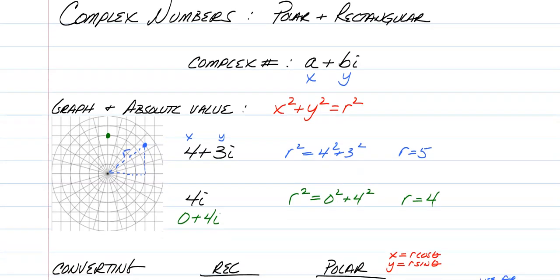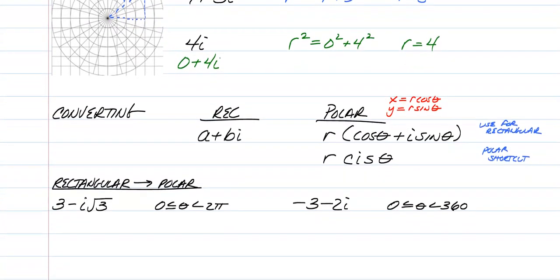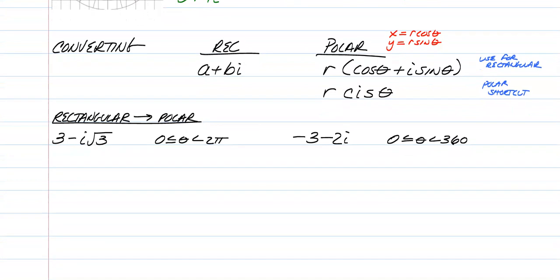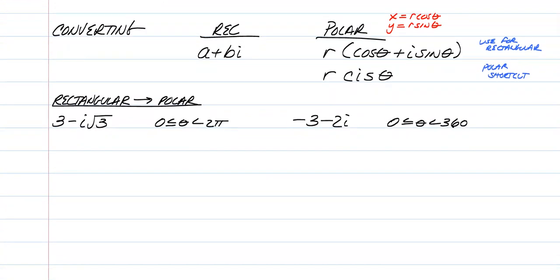Moving along. Converting. A couple of things that you need to know and a few things that you need to remember. So rectangular, we already talked about, is a plus bi. Now polar, you need to remember that x is equal to r cosine theta and y is equal to r sine theta. Now there's two different forms for when you are working with these.